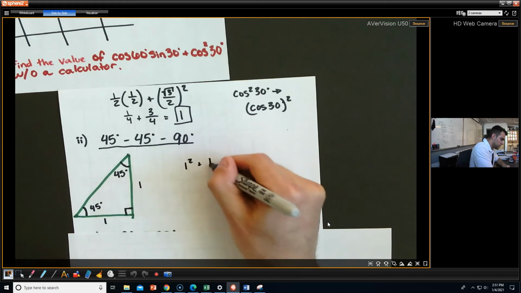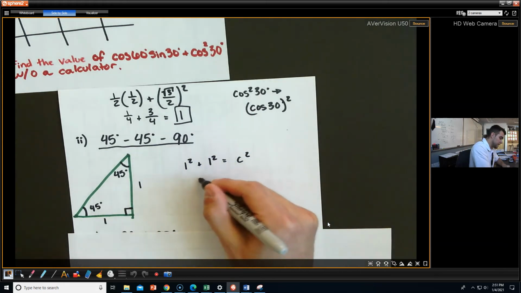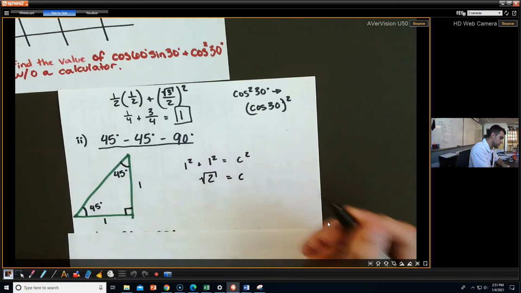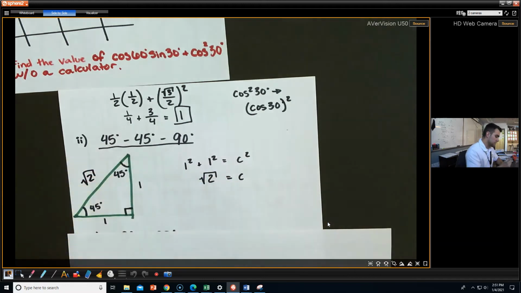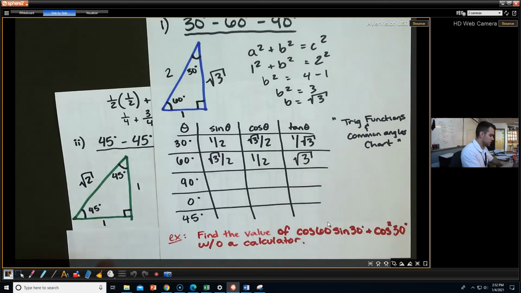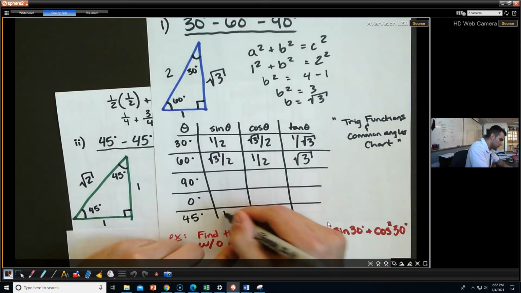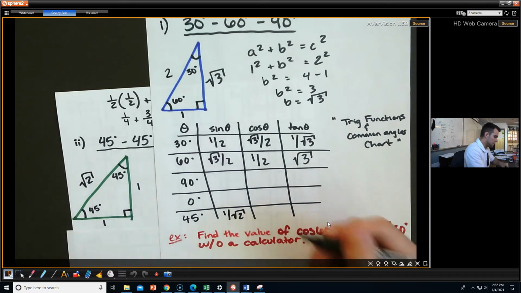So 1 squared plus 1 squared equals c squared. Take the square root of both sides. You end up getting the square root of 2 equals c. Which is really, really handy, once again, because now we can add on to our chart. Let's do that. Because now we can do sine of 45. Well, sine of 45 is just going to be opposite over hypotenuse. That's 1 over the square root of 2.